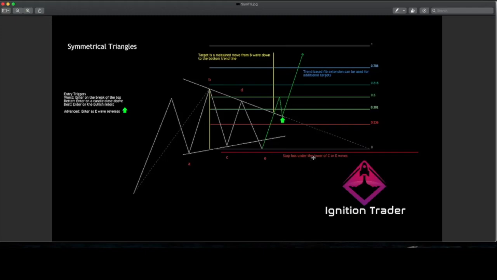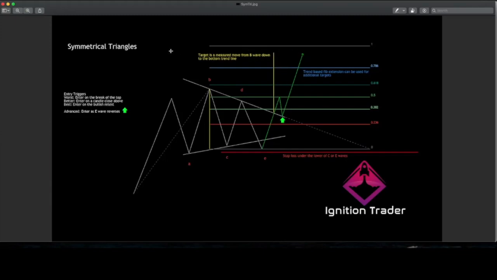Your stop loss is going to go underneath the C or E wave, whichever's the lowest of the two. We can use the trend-based Fibonacci tool to set additional targets, but your main target is a measured move from where it touches on the B, straight down to the bottom there. You'll clone that, and it starts from where it breaks. So that's going to be your main target up here.